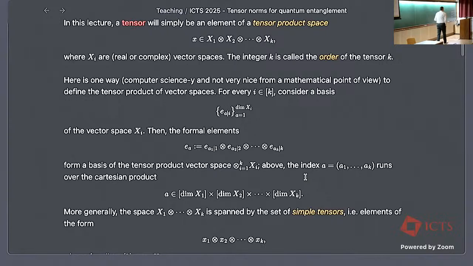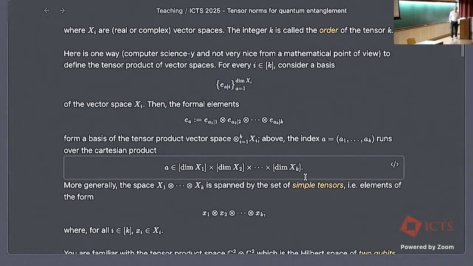As you know, this happens also in quantum mechanics, where if you have K qubits, the dimension of the Hilbert space is 2 to the K. These simple tensor products, x1 up to xk, are called simple tensors, and the vector space is just the span of these simple tensors. So in my vector space, I will have these simple tensors, but also sums of these guys.